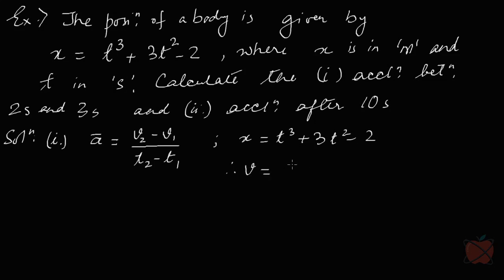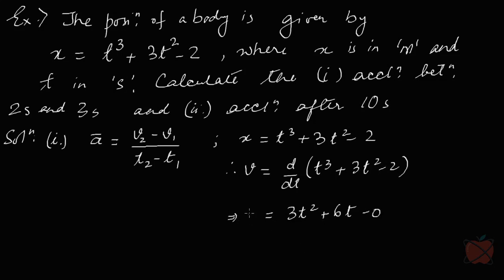Differentiate this. If you differentiate d/dt of x, which is t cubed plus 3t square minus 2, you will get 3t square plus 2 times 3 is 6t, minus 0, because if you differentiate this 2, that will be 0 because it is a constant. Yes or no? So v is 3t square plus 6t.